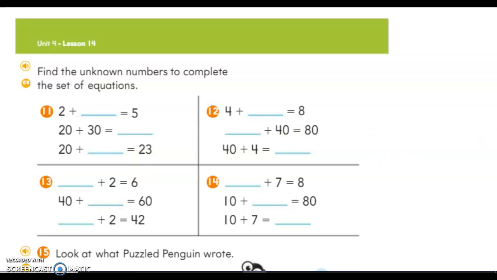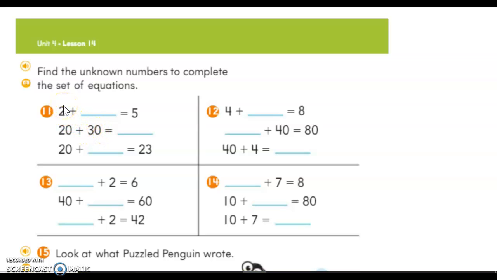All right, now we have the unknowns in different locations, okay? So don't let this confuse you. It's the same thing, the same method to solve, but we just have to find the unknown in a different location. So now it's telling us 2 plus what unknown will give us 5. Okay, we can use this equation to help us solve. What do you think it's going to be?